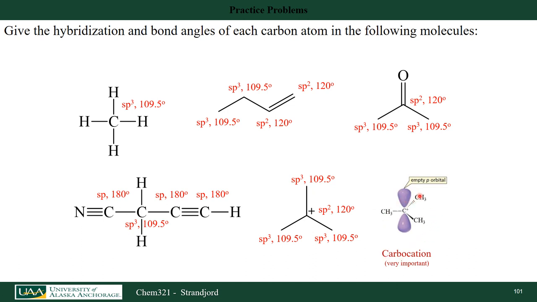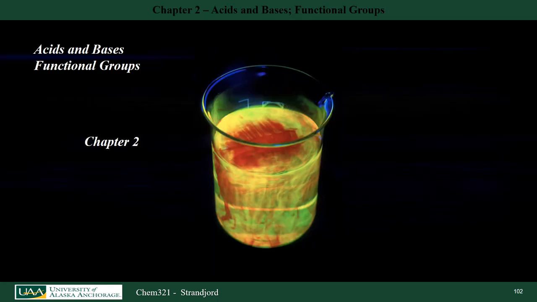This one is a very important cation that we talk about significantly and comprehensively here in organic chemistry, and it is called a carbocation. Because it has this empty p orbital in it, it wants two more electrons, so it's a very reactive species, and there's a lot of chemical reactions that go through an intermediate carbocation species. And that's the end of chapter one. I'm now going to introduce next week chapter two material, where we talk about acids and bases, and then we review a bunch of functional groups.